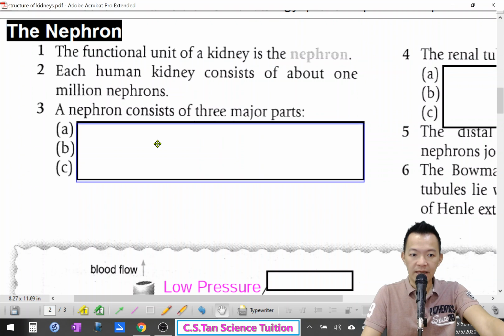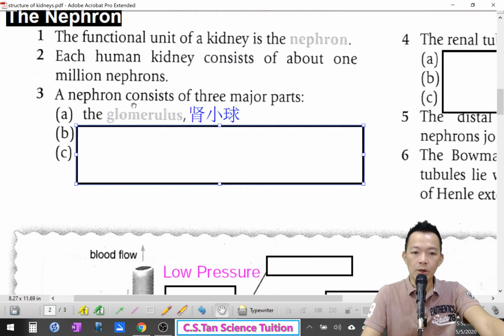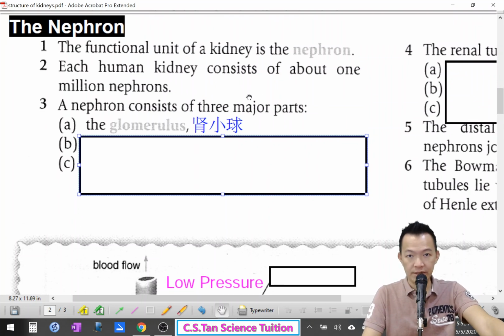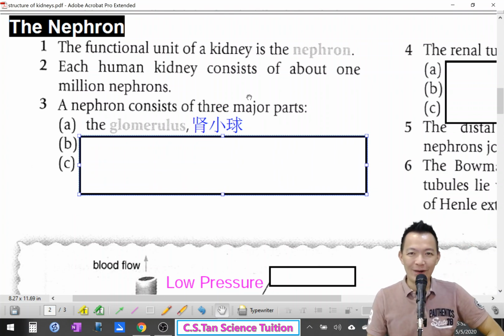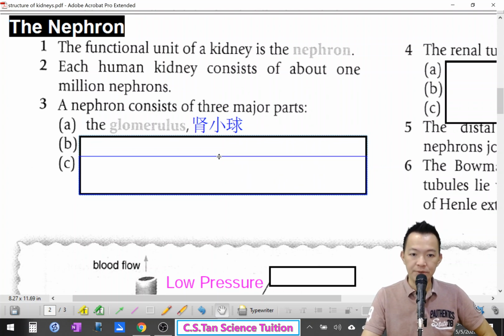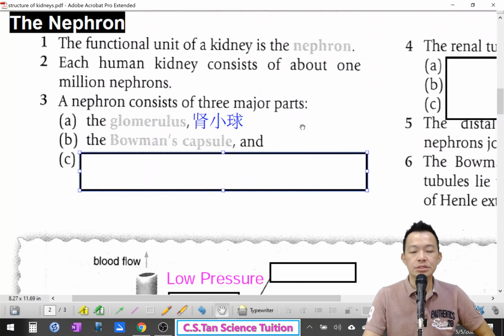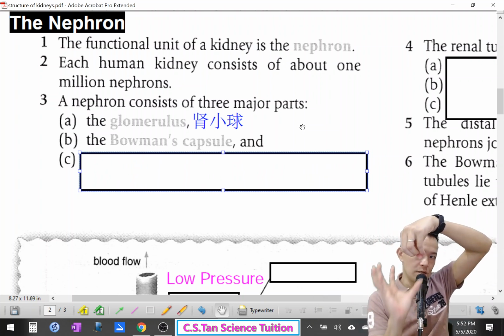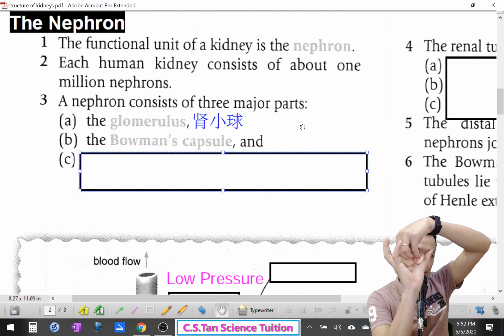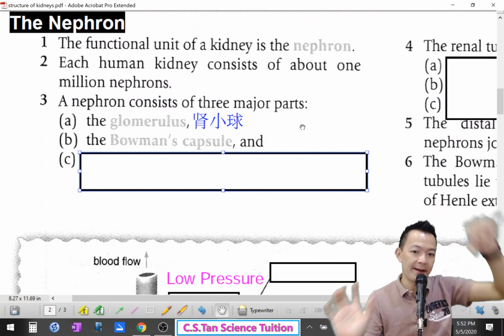And the first part, 第一个 part, we call the glomerulus. Glomerulus, 肾小球. Okay, beside the glomerulus, the nephron is actually also made up of another part, and the part is called the Bowman capsule. Okay, Bowman capsule, glomerulus, Bowman capsule. Okay, 这边就叫肾小球, or this is a Bowman capsule. Don't worry, 慢慢来.